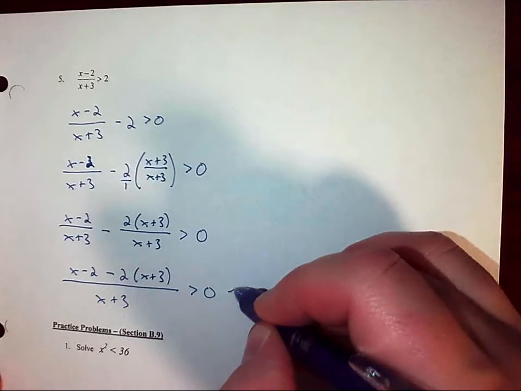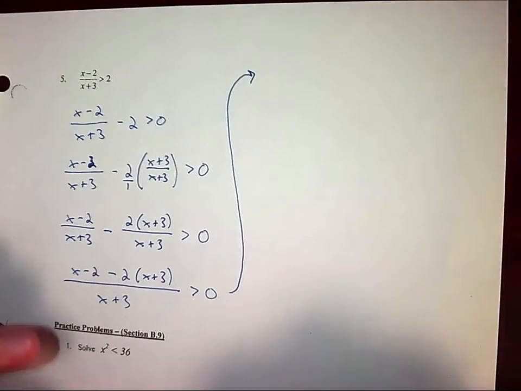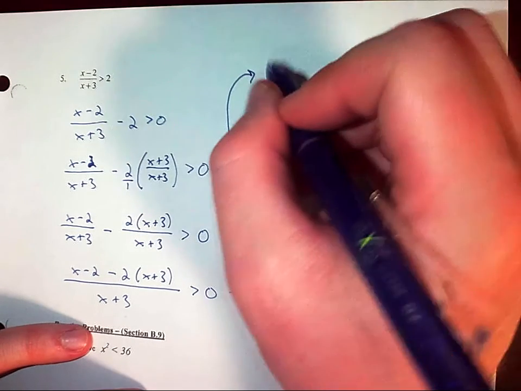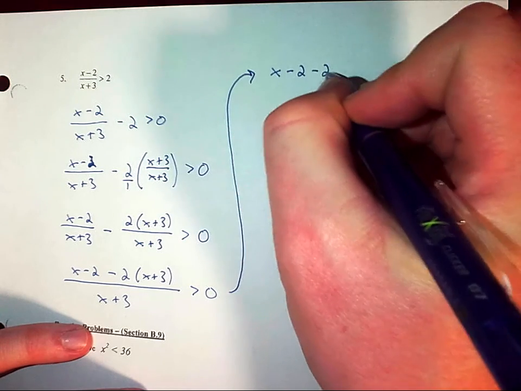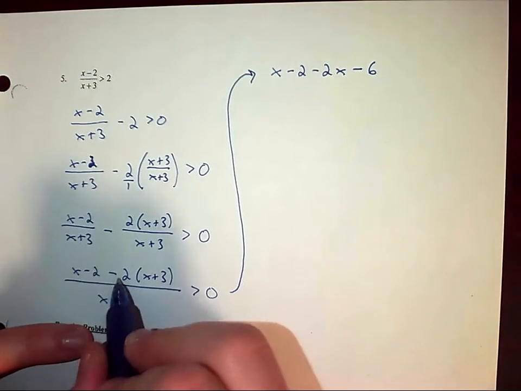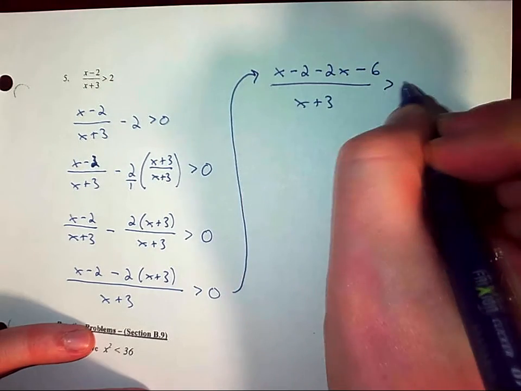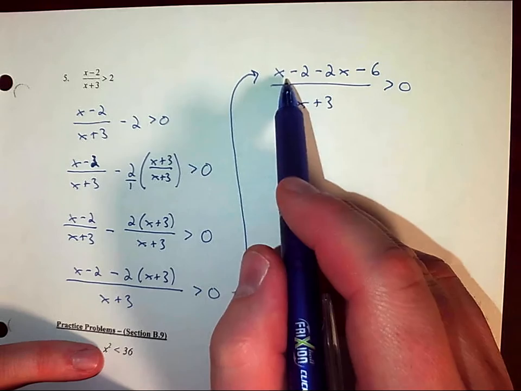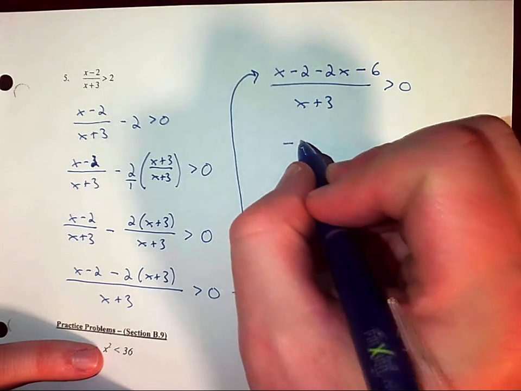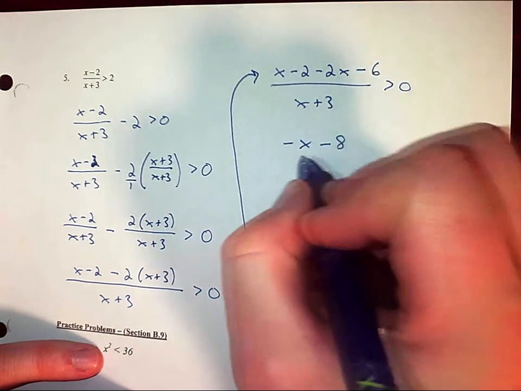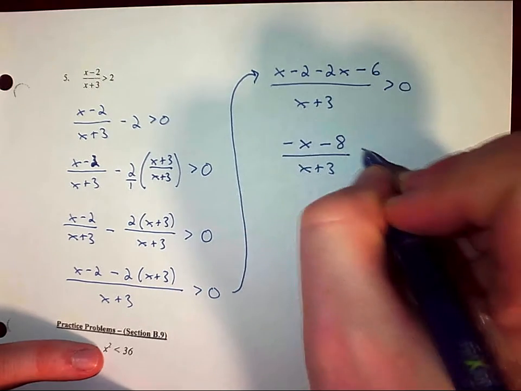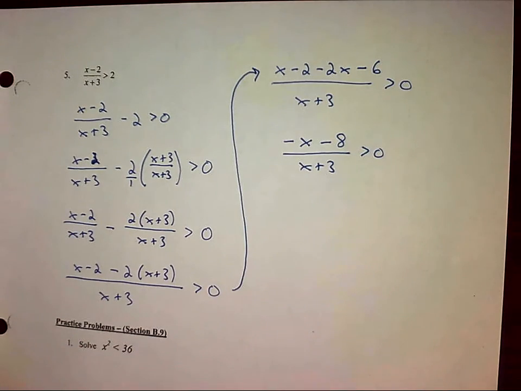Alright, well now what we can do is simplify the numerator. I told you it's going to be a little bit of extra algebra up here. If we simplify this, this becomes x minus 2 minus 2 times x minus 6, right, because this negative 2 distributes inside, over x plus 3. And now if I combine like terms, this is going to end up being negative x minus 8 over x plus 3, which is greater than 0. And this is the format that we wanted to have it in, something where we have a numerator and denominator. This is now a rational inequality.